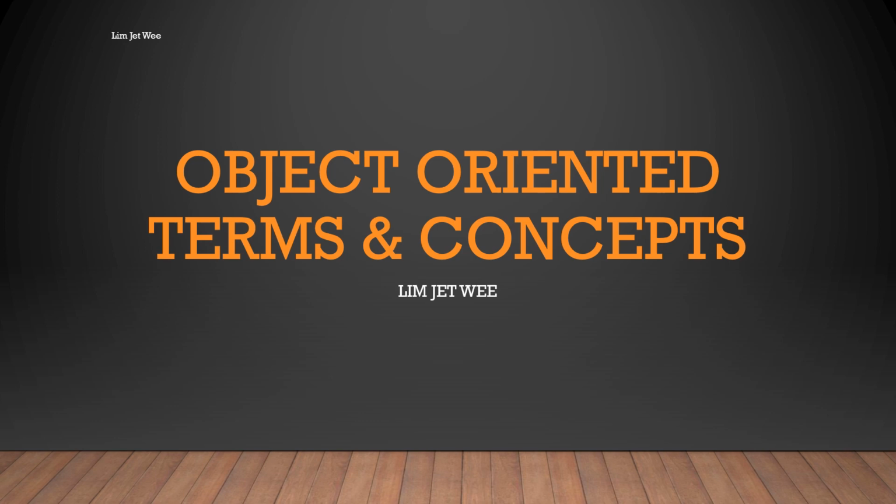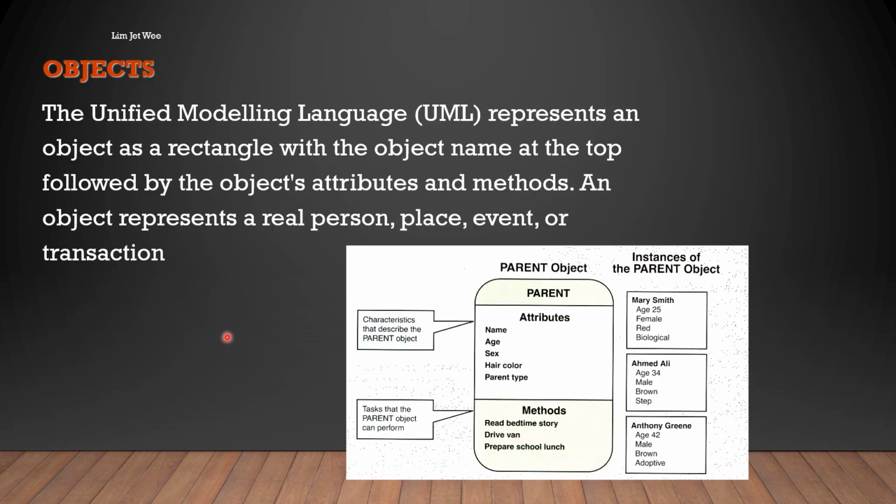Okay, let's cover a few terms and concepts about OO, which is object-oriented, which is important when you are doing OOP, object-oriented programming. Okay, so basically, the first thing is we need to know what's an object. Using your unified modeling language, which is UML, you actually refer to an object as a rectangle.